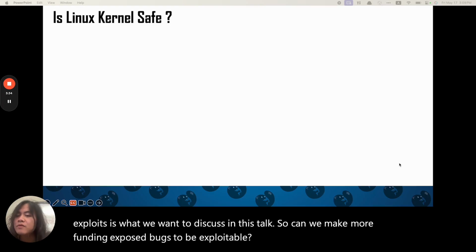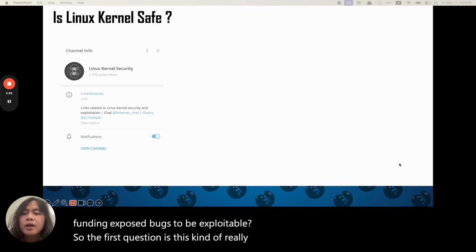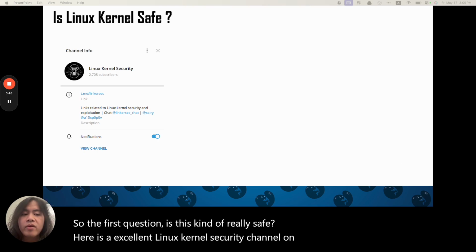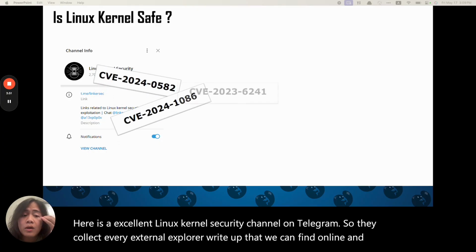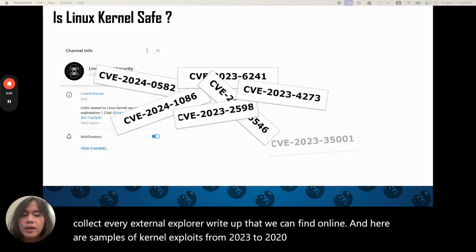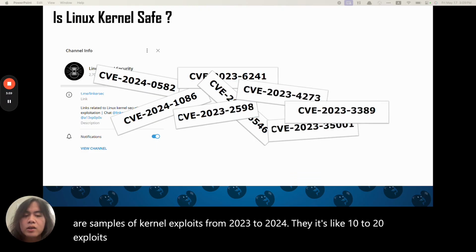So the first question is, is the Linux kernel really safe? Here is an excellent Linux kernel security channel on Telegram. They collect every Linux kernel exploit write-up that we can find online. And here are samples of kernel exploits from 2023 to 2024. It's like 10 to 20 exploits every year. So 20-ish exploits sounds like a reasonable amount.